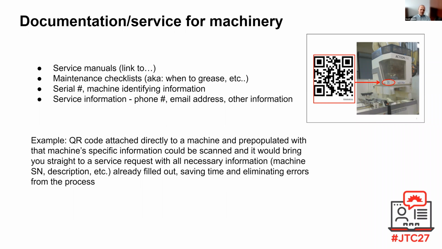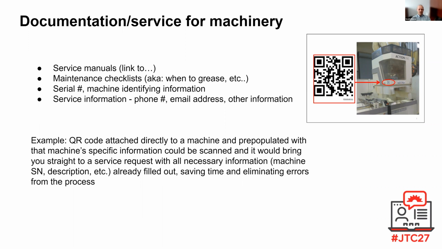Which segues to the next item on the list. That same list that you could scan off of the nameplate could include the email address and phone number or other contact information for the service and parts departments for the machine that you're trying to contact. So it's right there in front of you.